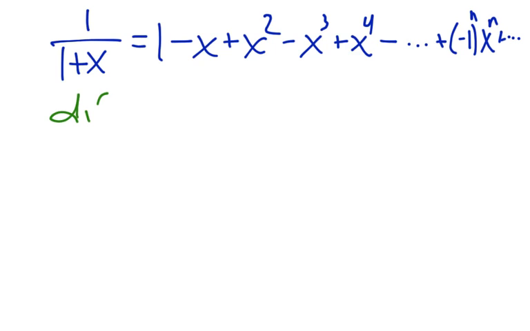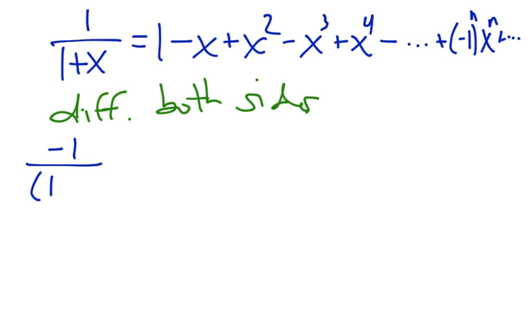Okay, so we'll just abbreviate it here. By differentiating the left-hand side, we get negative 1 over the quantity 1 plus x squared, as we saw on the previous page, which is the function that I'm trying to represent with the power series. And now all I have to do is differentiate term by term the right-hand side. The derivative of 1 is 0. Derivative of negative x is negative 1.